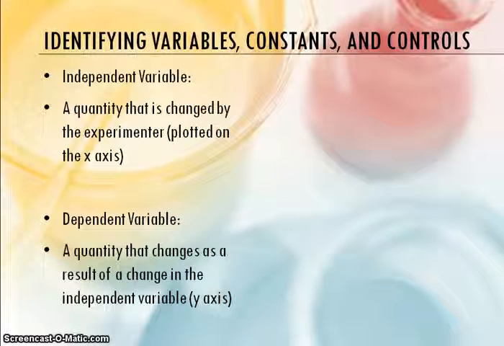Now again, the textbook definition says that this is a quantity that changes as a result of the change in the independent variable. Now, if I give you a graphing example, and I'll show you a couple in a little bit, the x-axis is the independent variable, the y-axis is the dependent.